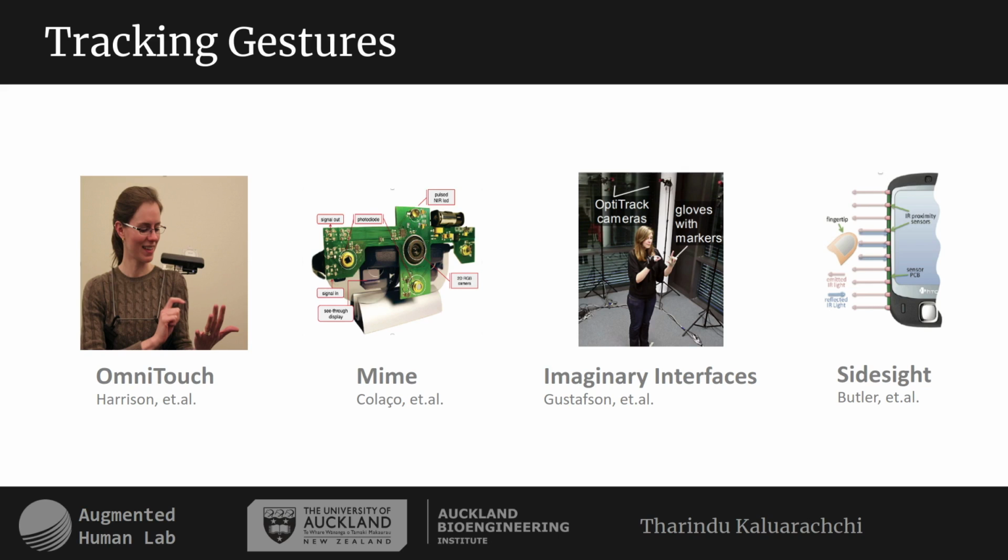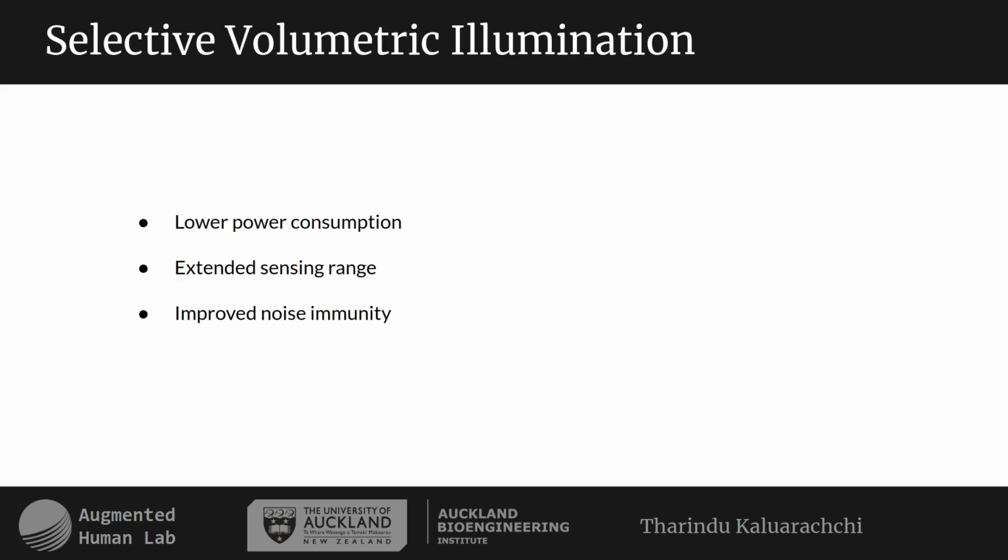We introduce selective volumetric illumination, a novel illumination technique that uses variable emission powers and sensors in binary mode to achieve low power hand tracking with small data throughput. This results in an extended sensing range, improved immunity to background noise, and lower energy consumption compared to other alternatives.